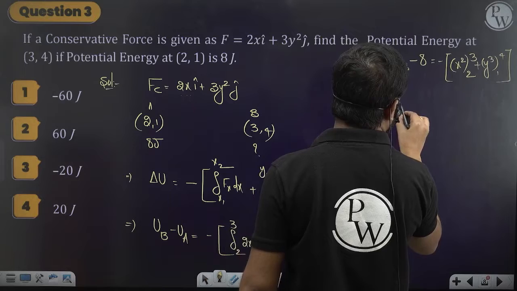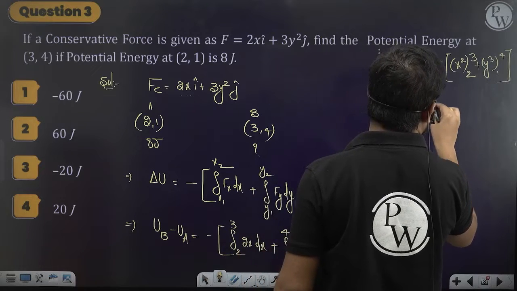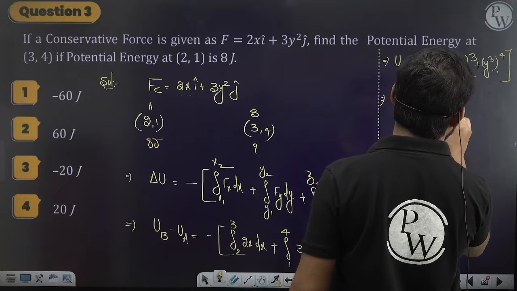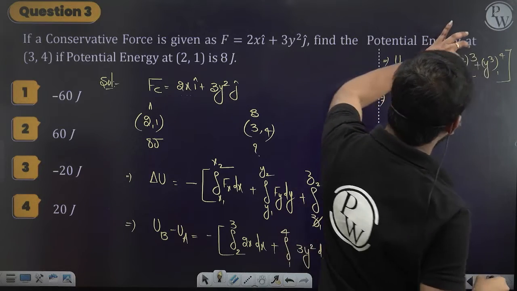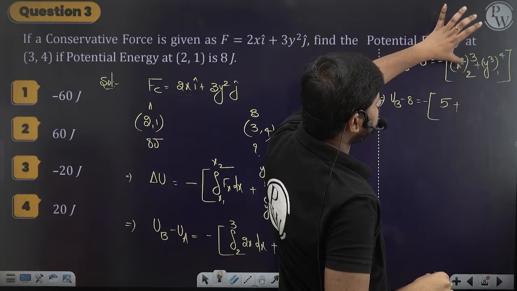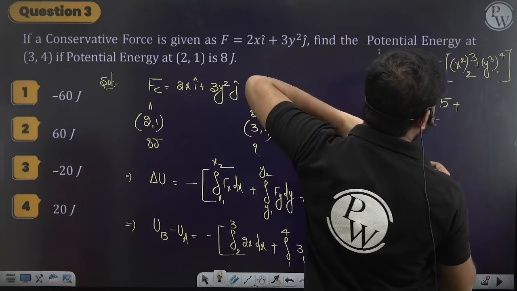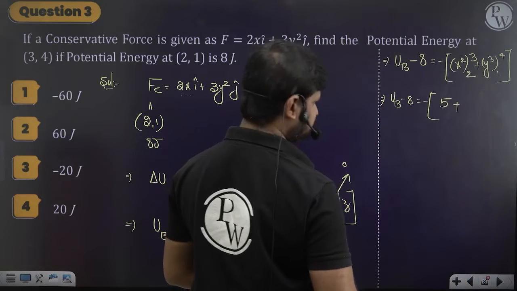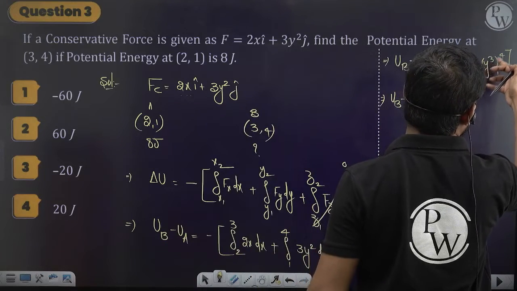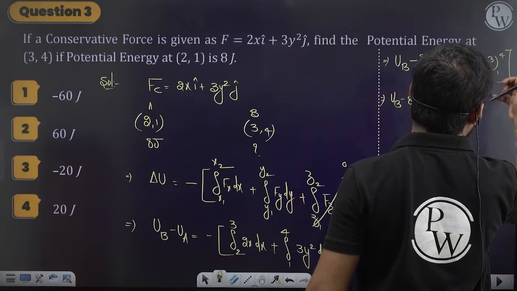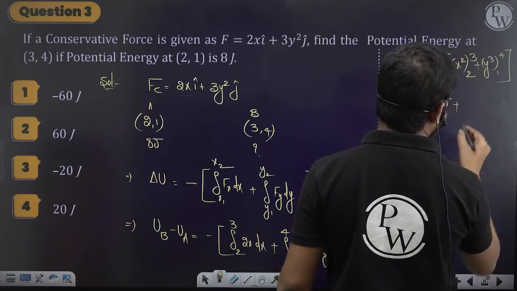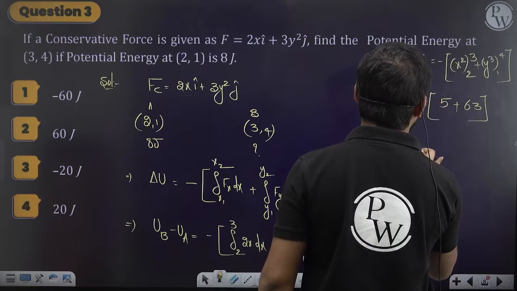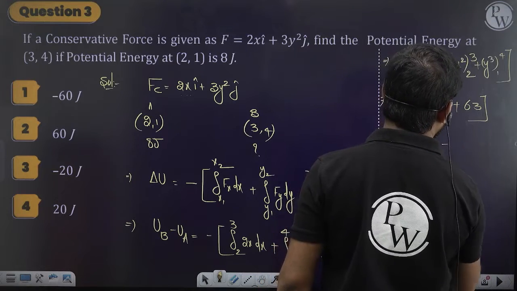Now substitute the upper limit and lower limit. So Ub minus 8 is equal to minus of: 3 square is 9 minus 2 square is 4, so total 5, plus 4 cube, which is 64, minus 1, which is 63. So Ub minus 8 is equal to minus 68.